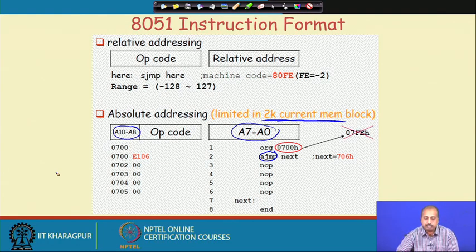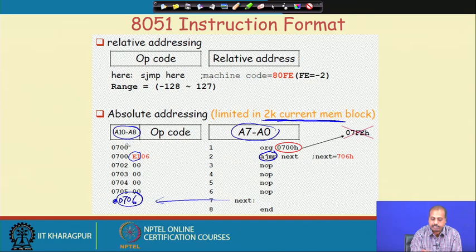So, we can have this AJMP next instruction. This instruction ends at 0705, so the next instruction is at address 0706. The code that we have is for AJMP.